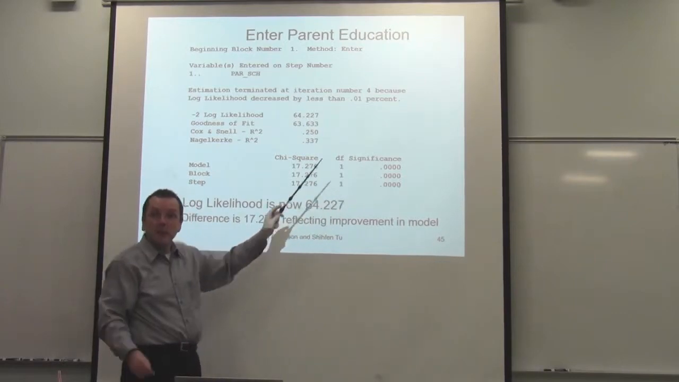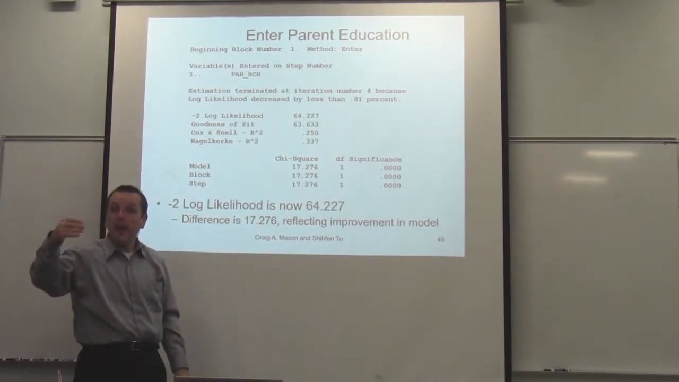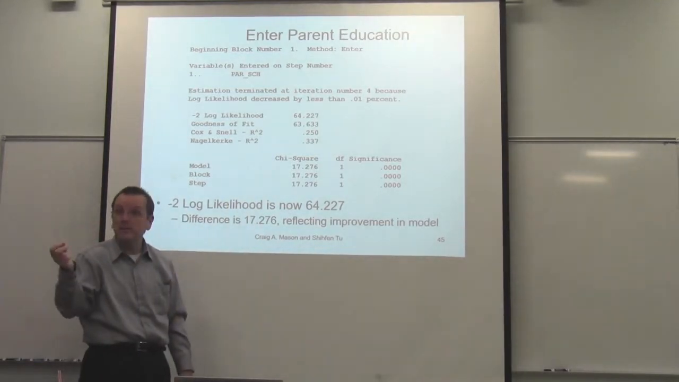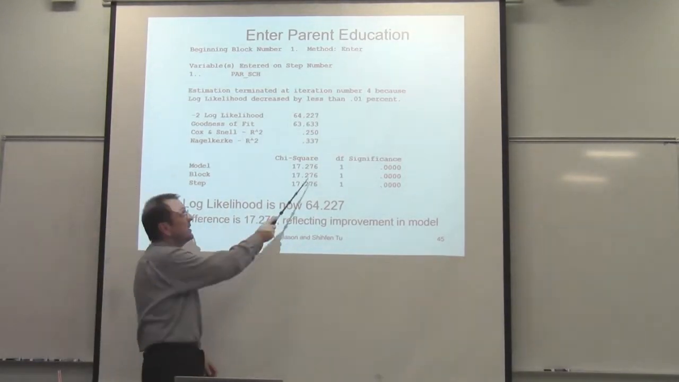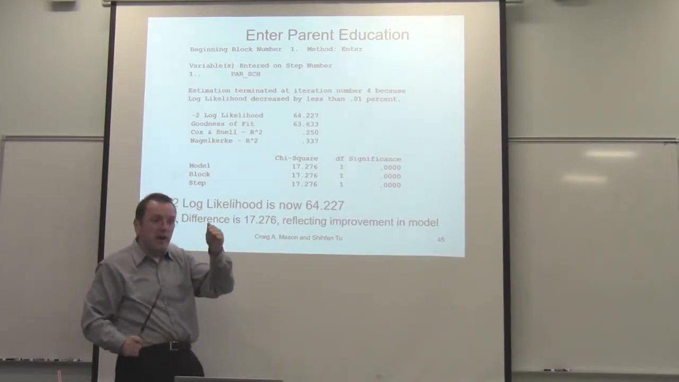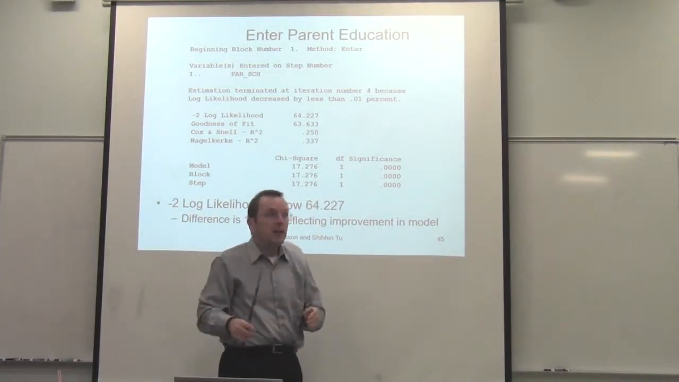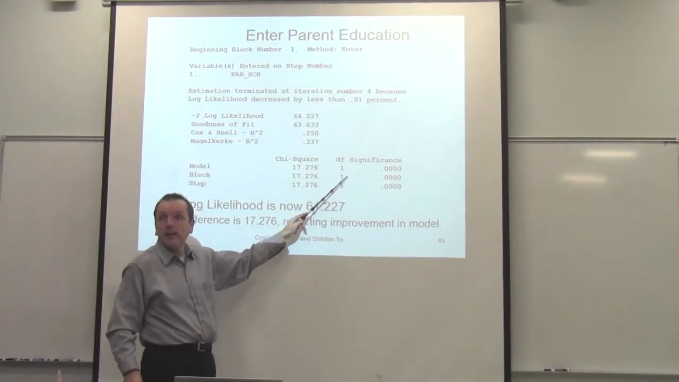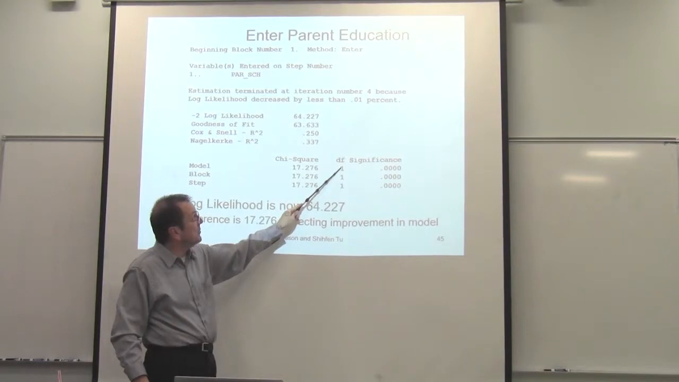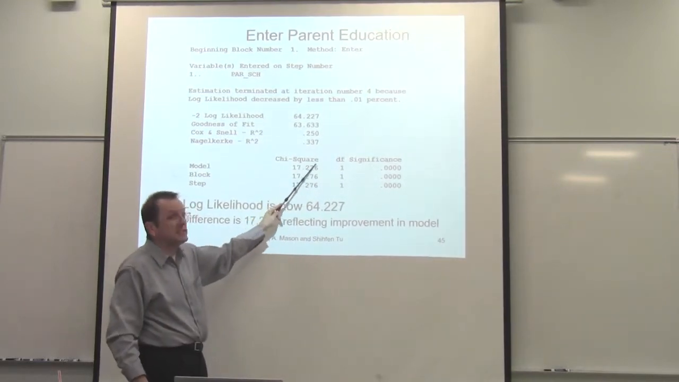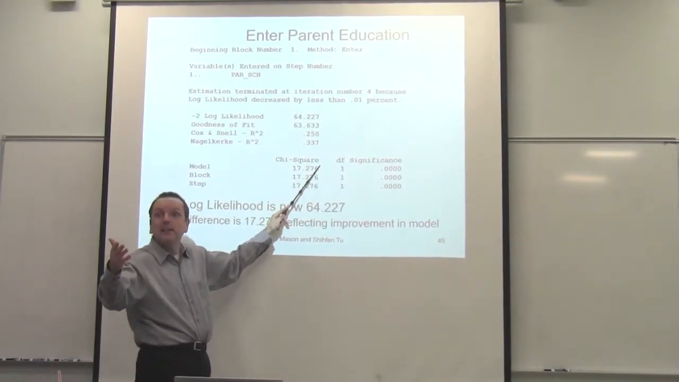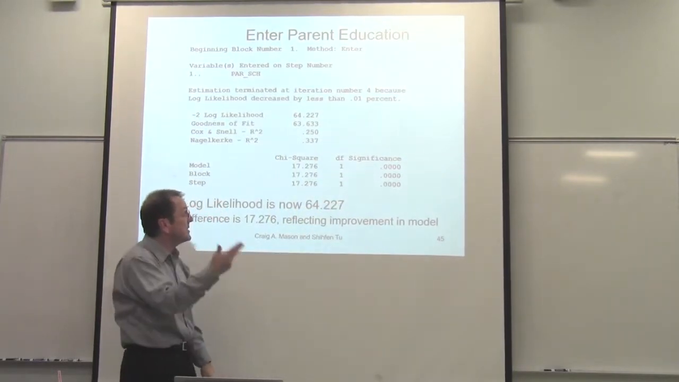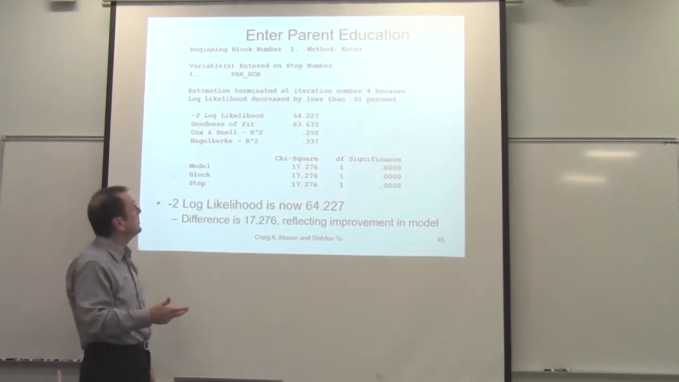This is one test for our new model after we've added variables. You can think of this as kind of like the change in R-square test in multiple regression. It's testing a new model after we've added some variables. The degrees of freedom tell us how many variables we added. In this case, we just added one variable. Instead of an F-test, it's a chi-square test with 1 degree of freedom. Here's our p-value. It did significantly improve our model.